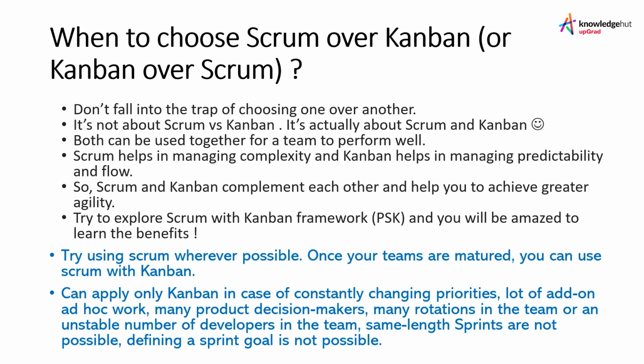On one hand, Scrum helps you in managing the complexity of the project, and on the other hand, Kanban helps you in managing the predictability and flow with the help of its amazing metrics and the principles I told you. So when Kanban and Scrum are combined together, they give you amazing results. And they actually complement each other and help you to achieve greater agility. And when I say they're combined together, don't think about taking just some part of Scrum and some part of Kanban and then coming up with your own framework. Okay. So when they are combined, they should be combined in their entirety, and you should not violate any one of these to achieve the maximum benefits.